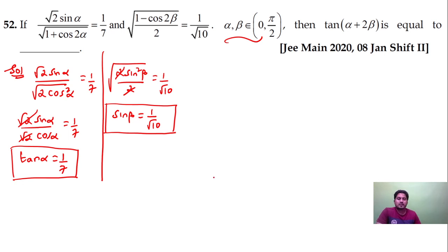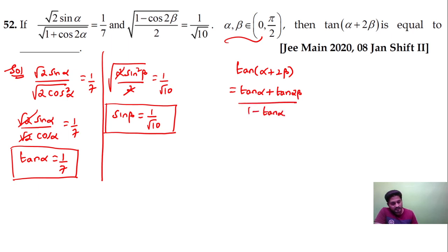Okay, now I'm supposed to find out what is tan of alpha plus 2 beta. Tan of a plus b will be equal to (tan a plus tan b) divided by (1 minus tan a into tan b). So I know the value of tan alpha, right? I don't know what is the value of tan 2 beta. So I'll take a triangle here, fix the angle as beta, sine is opposite by hypotenuse, okay, base will be 3 if I use Pythagoras theorem.